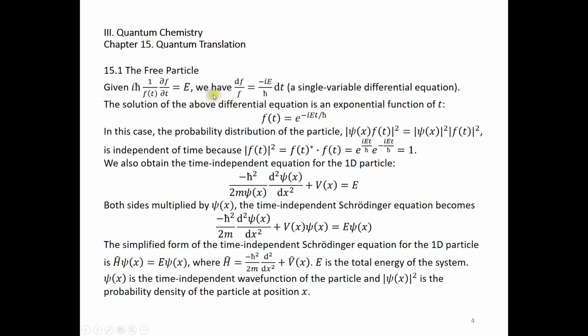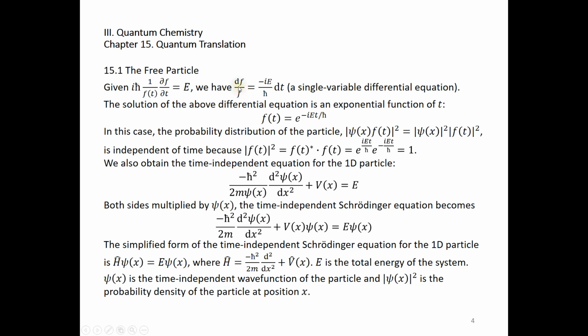Given this equation, we can move around the variables so that df over f is equal to negative iE over h bar times dt. You just move the i h bar to the right hand side, and the dt to the right hand side, and then we have this equation. Again, df over f is negative iE over h bar times dt. This is a simple differential equation. To solve it, we just need to integrate both sides.